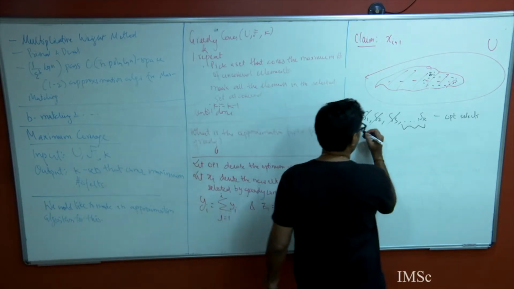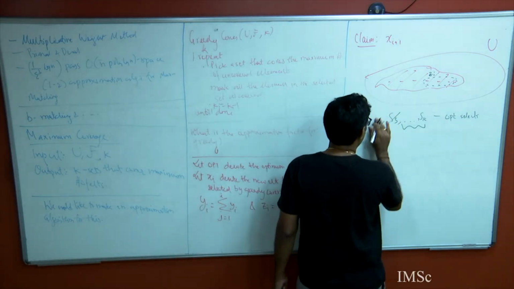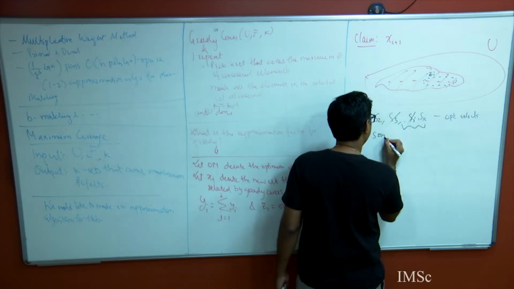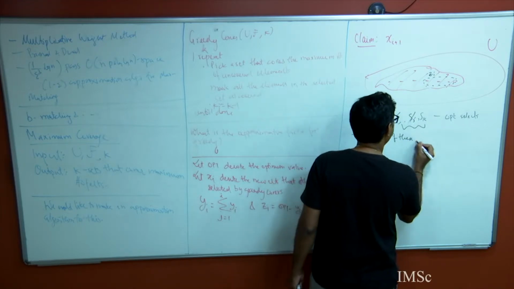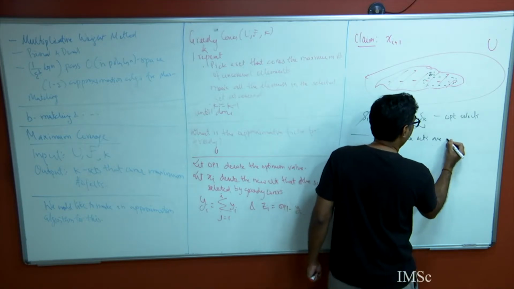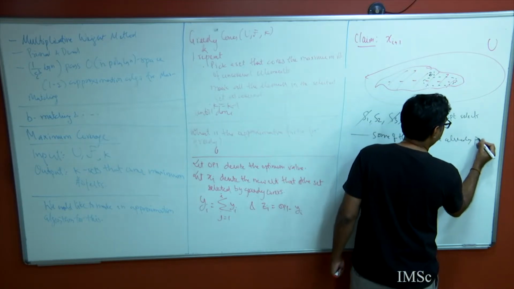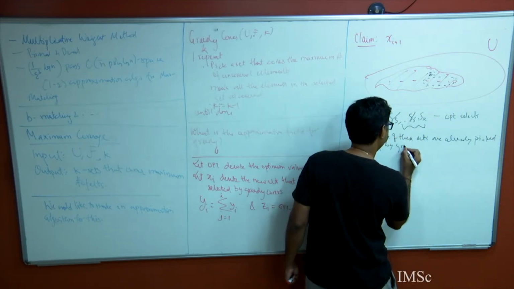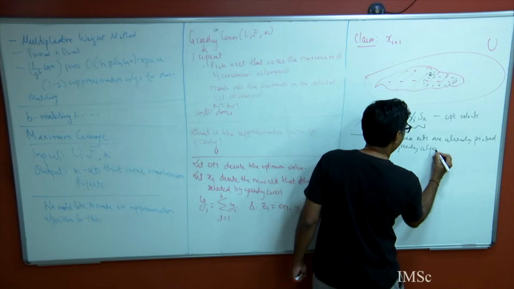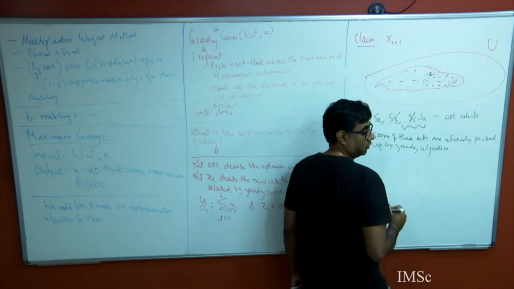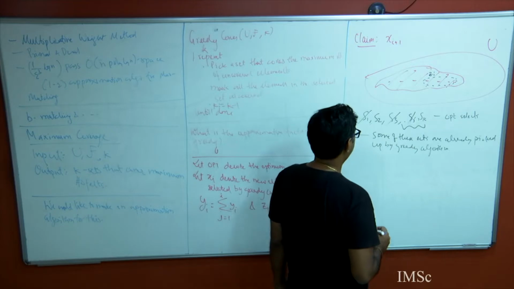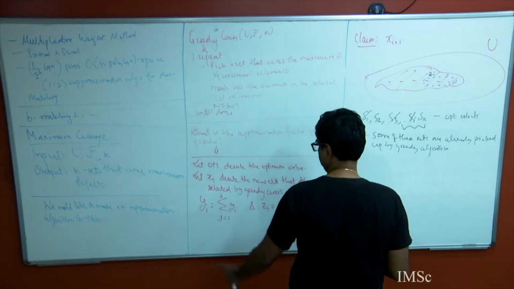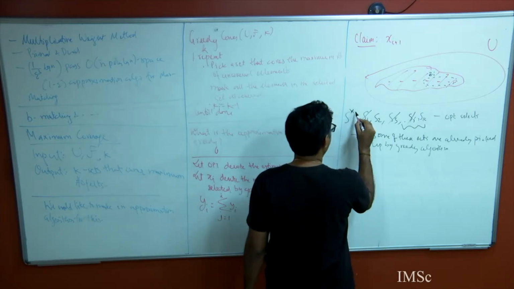So suppose, this is not right, S2 is there, maybe S5, like some of these sets are already picked up by the greedy algorithm, right? Now look at the remaining sets, okay? So let's call this solution S star.